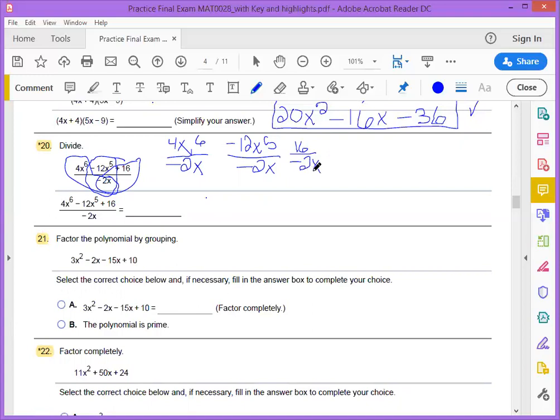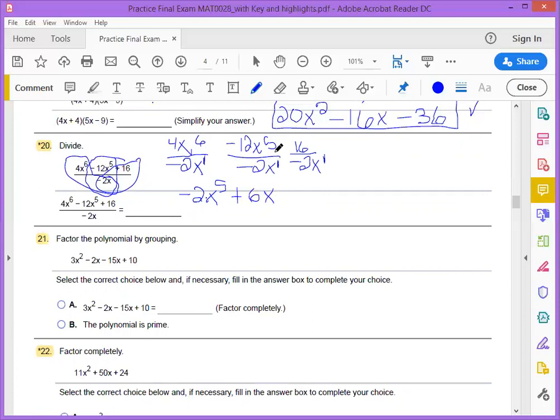All right, when we divide each term by negative 2x, our first term, 4 divided by negative 2 gives us negative 2. And now with my x, remember that 2x in the denominator means that my power is 1, and we want to subtract the powers. So x to the 6th minus x to the 1st power, that's 6 minus 1, or x to the 5th power. And then negative 12 divided by negative 2 gives us positive 6.